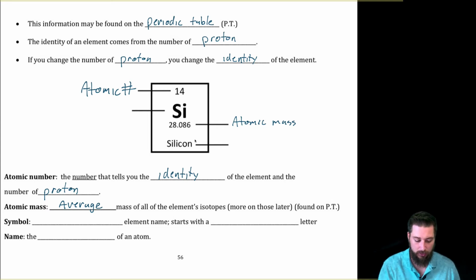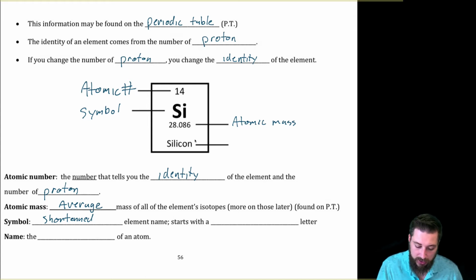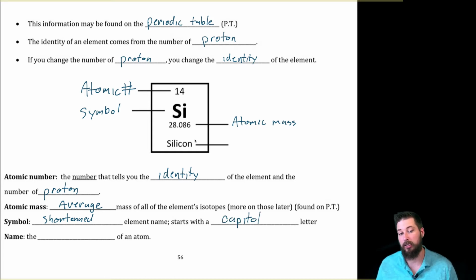Now the symbol is this right here, and the symbol is a shortened element name, and it always starts with a capital letter. If you take a look at silicon, the symbol for silicon is Si, and notice how it starts with a capital.